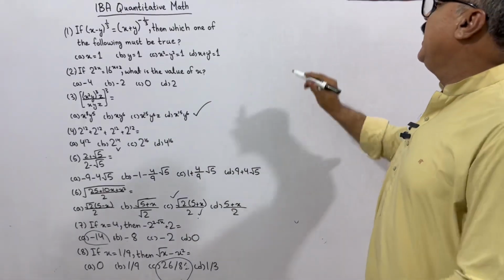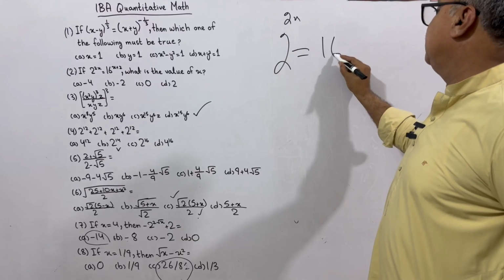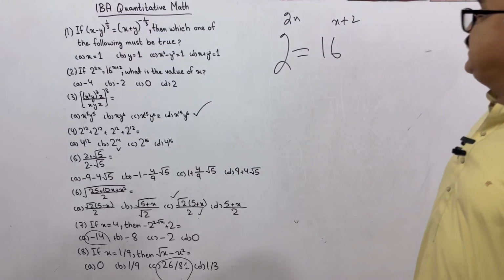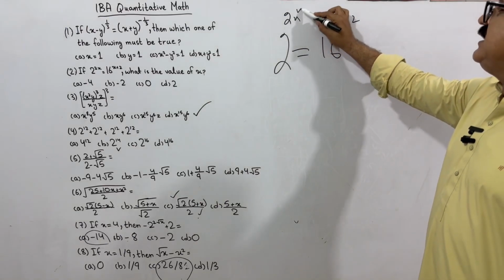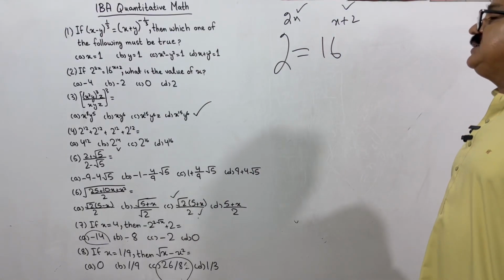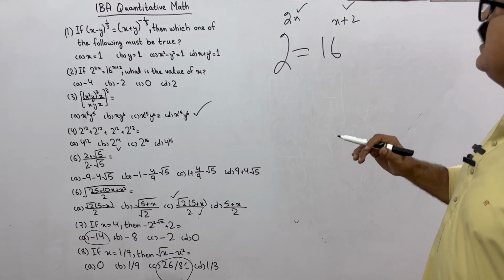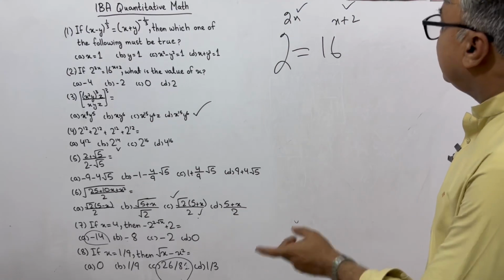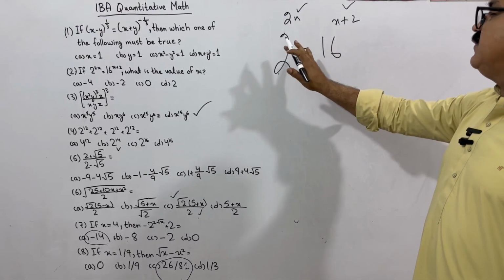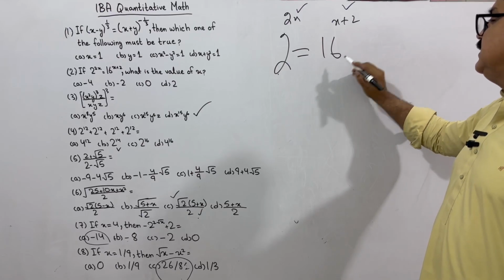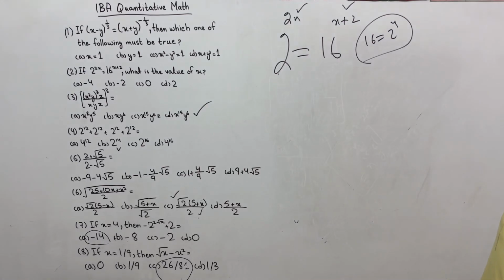Question number 2. If 2 raised 2x is equal to 16 raised x plus 2. Look at this. Such type of equations are known as exponential equations because our unknown lies in the power. That's why it's known as an exponential equation. Exponent means power. From the noun exponent, exponential is the adjective. There's 2, there's 16. 16 can be converted to 2. I can write instead of 16, 2 raised 4.